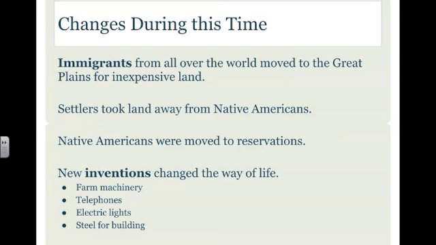So the idea is that in this lesson, what we've talked about is the North having industry and the Civil War began. Lincoln issued the Emancipation Proclamation, which said that all slaves were free. Reconstruction began after that, and the nation is then starting to be rebuilt. Immigrants moved to the plains, and then new ideas and inventions make progress.